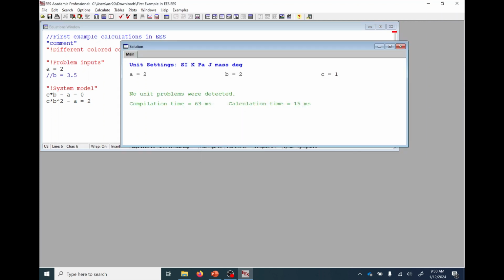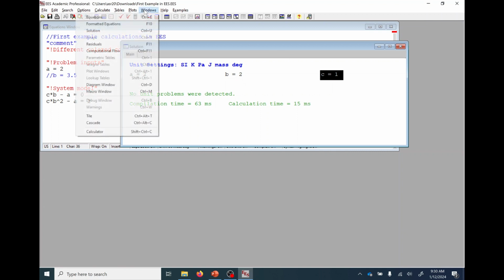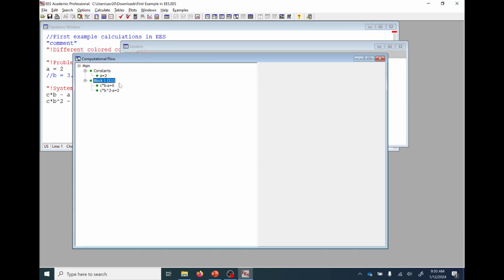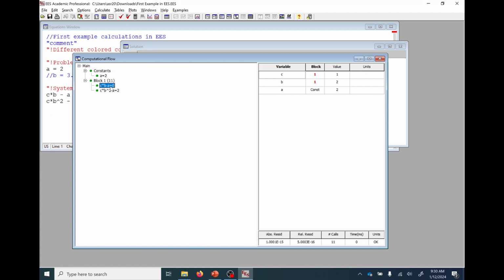Now we can run that and solve for both B and C simultaneously, and see what that does in the computational flow window, where now we have a block, which means that multiple equations have to be solved simultaneously. You can see that EES is iterating on this block. It had to call these equations 11 times, adjusting the values of the two unknowns C and B, until the error in the equations was small enough.